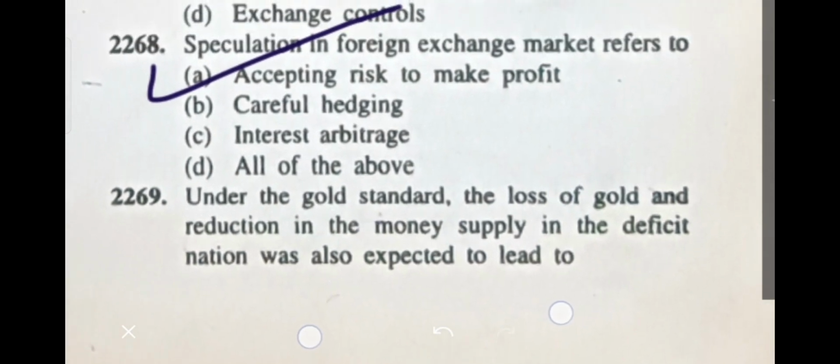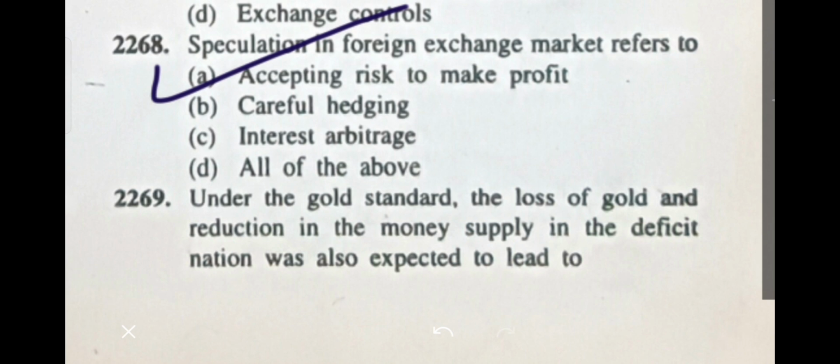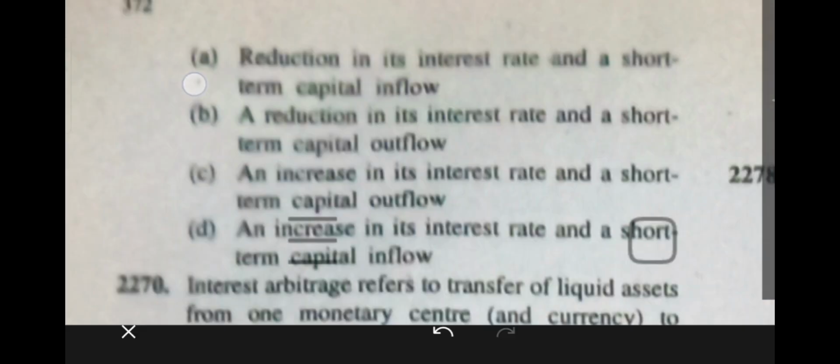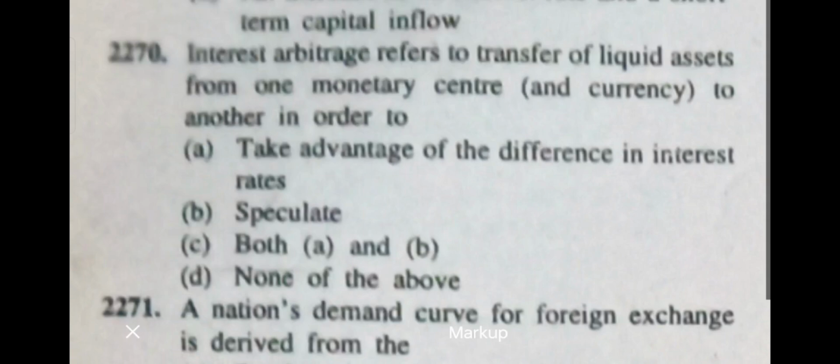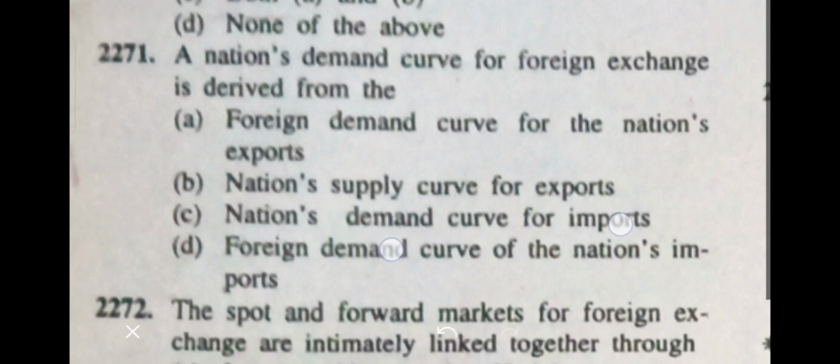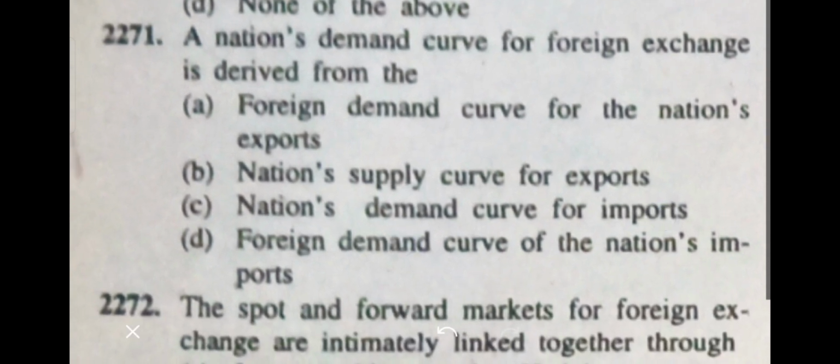Under the gold standard, the loss of gold and reduction in the money supply in the deficit nation was also expected to lead to an increase in the interest rate and a short-term capital inflow. Interest arbitrage refers to transfer of liquid asset from one monetary center to another in order to take advantage of the difference in interest rate. A nation's demand curve for foreign exchange is derived from the nation demand curve for import.